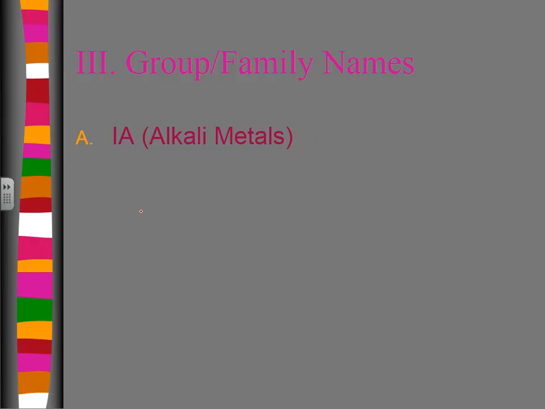Today's lesson is on the families on the periodic table, their family names, and their characteristics. The first family on the periodic table is group 1A. That's Roman numeral 1A. These are known as the alkali metals.